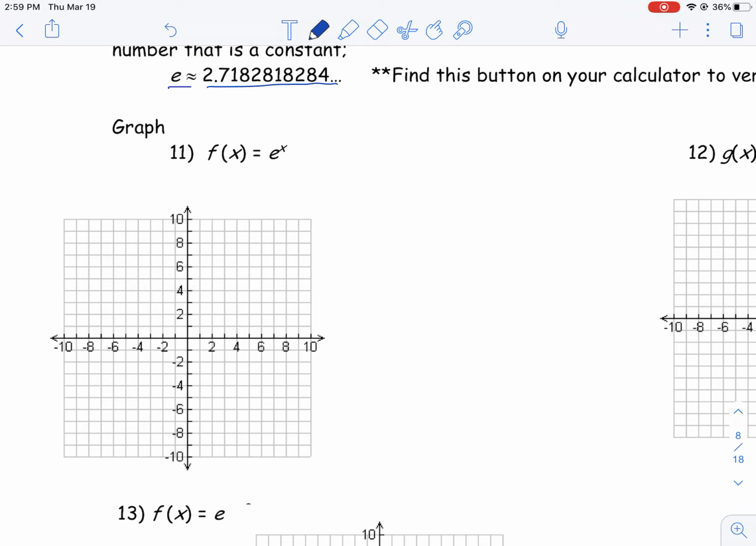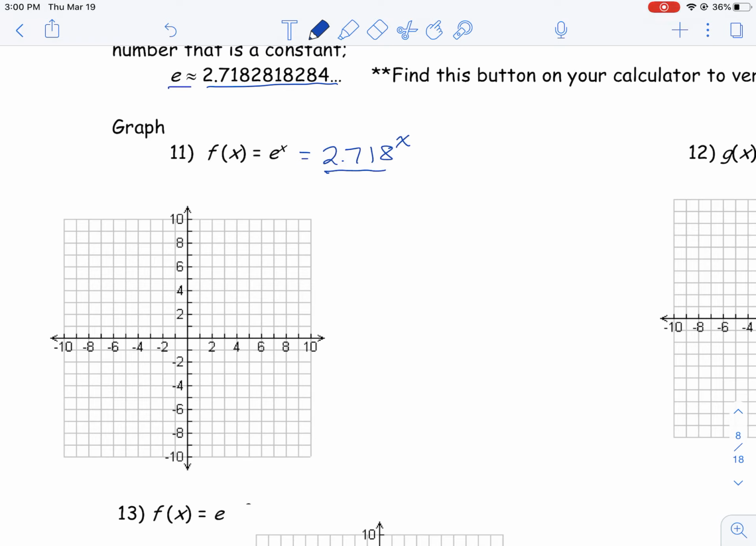If you think about this, remember e is just a number. This is really just 2.718, etc. to the x power. If you think about what you've learned so far about exponential graphs, you'll know, is this exponential growth or exponential decay? Hopefully you said growth, because that number 2.718 is bigger than 1. It is going to be an exponential growth.